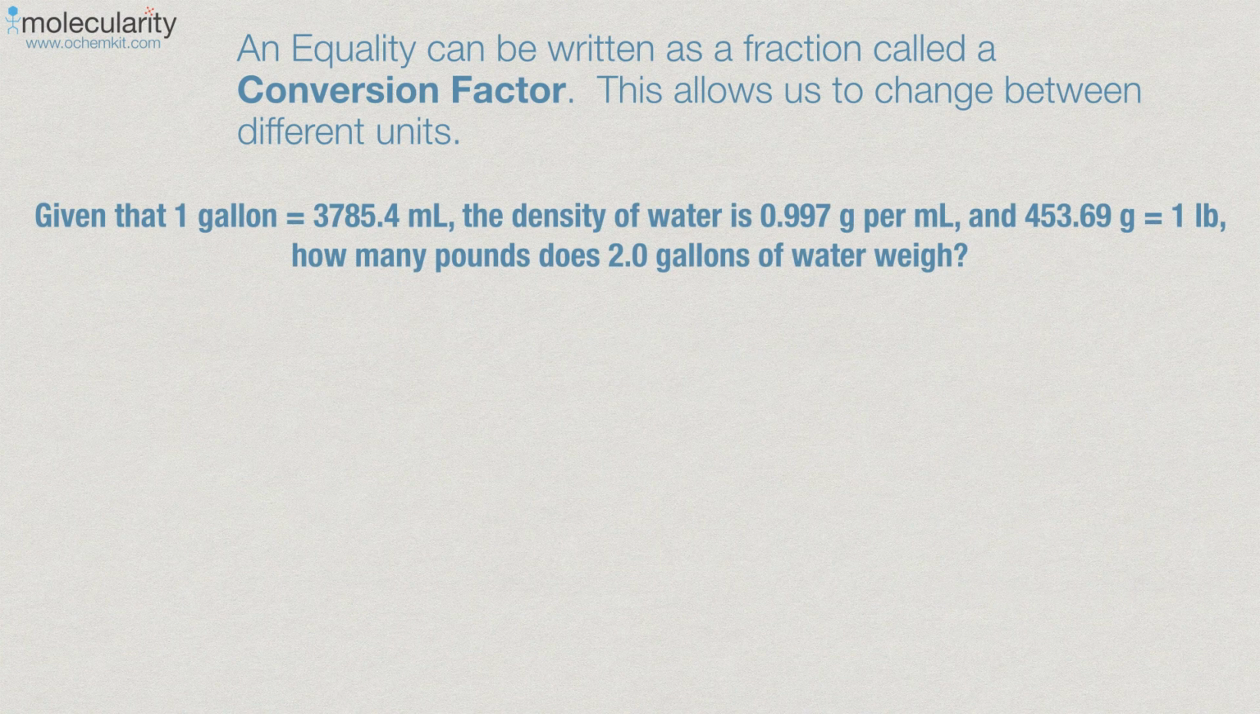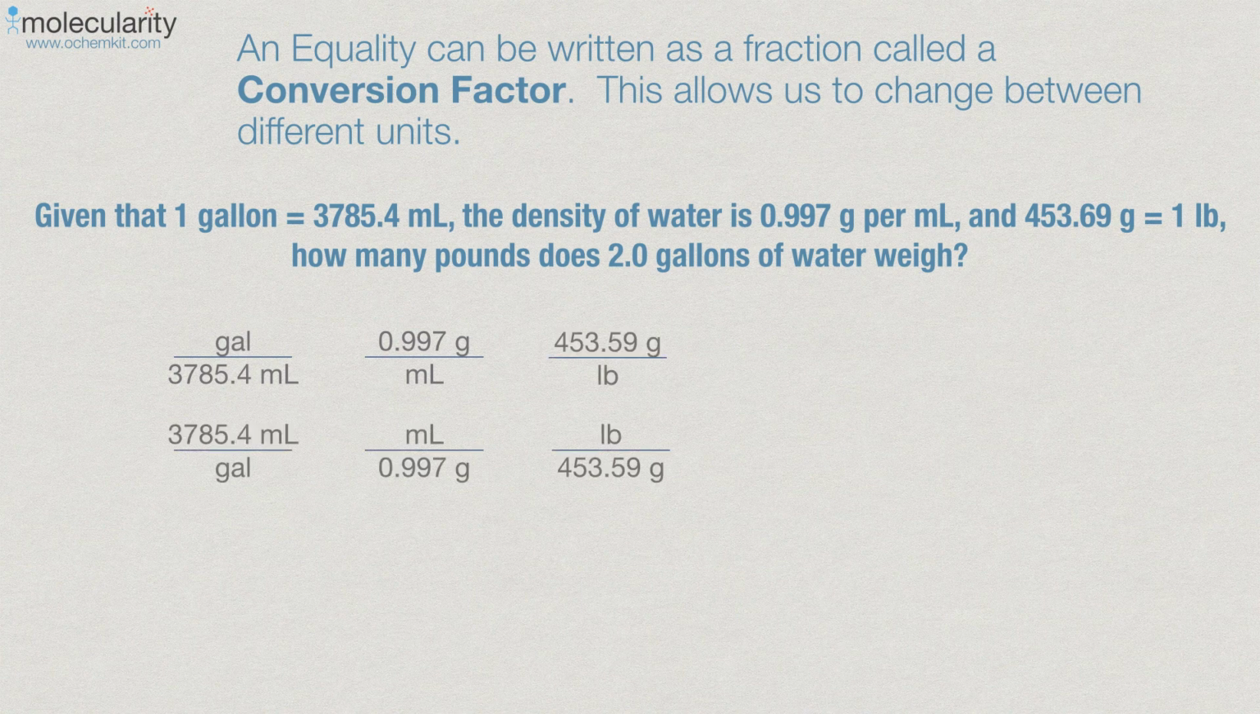Okay, let's do a question more like one you'll see in class. Given that 1 gallon equals 3,785.4 milliliters, the density of water is 0.997 grams per milliliter, and 453.69 grams equal 1 pound. How many pounds does 2.0 gallons of water weigh? Let's start by creating all the conversion factors that we can. We have gallon over milliliter, grams over milliliter, and grams over pounds. Of course, we can flip the conversion factors.